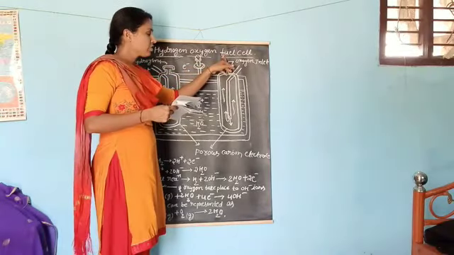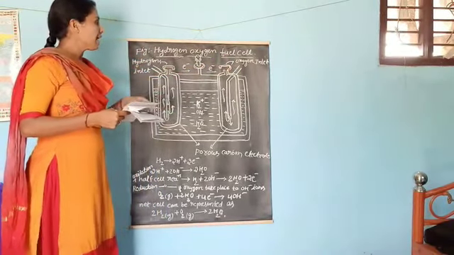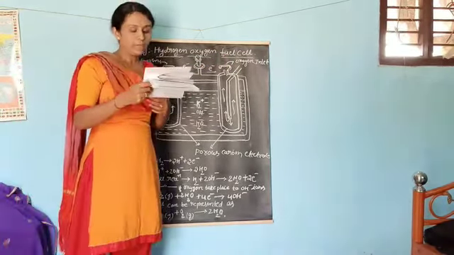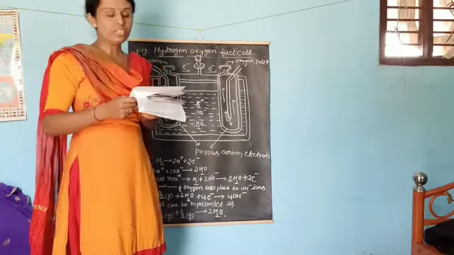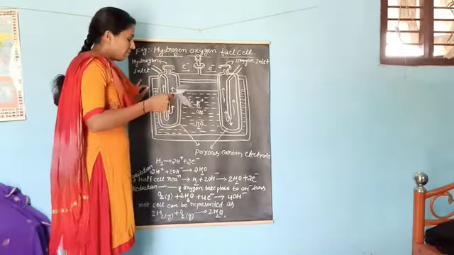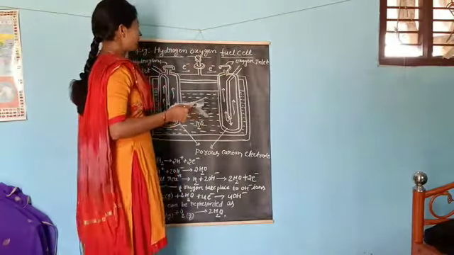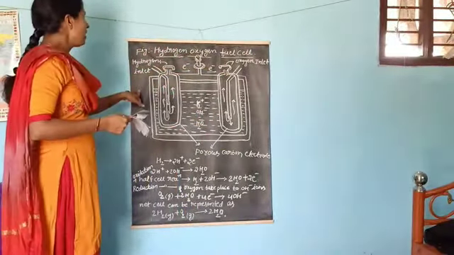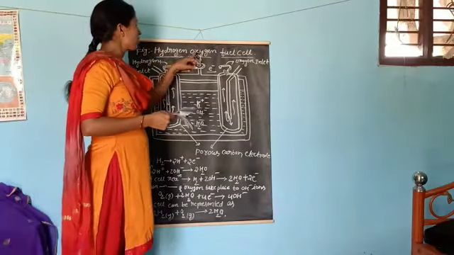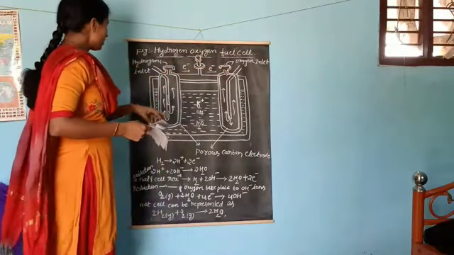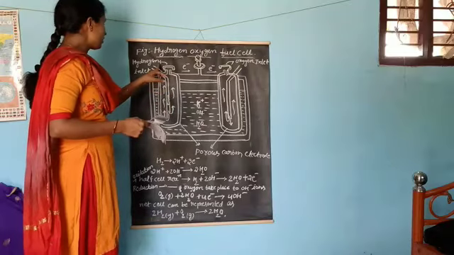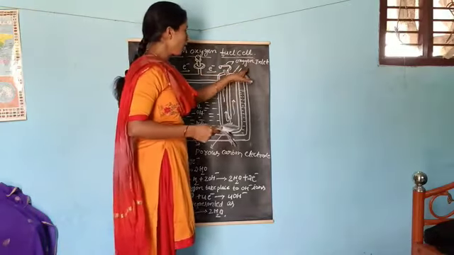Another definition: a fuel cell is an electrochemical cell or a galvanic cell in which the chemical energy of a conventional fuel is directly converted to electrical energy. That is also called a fuel cell. In this figure, the hydrogen oxygen fuel cell. This one is the hydrogen inlet and this one is the oxygen inlet.